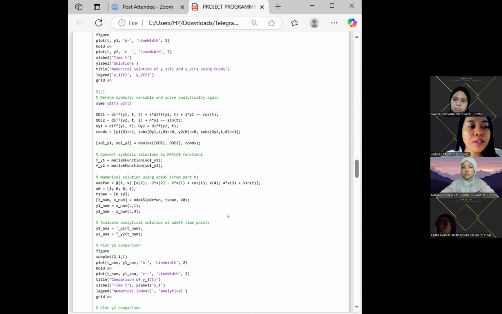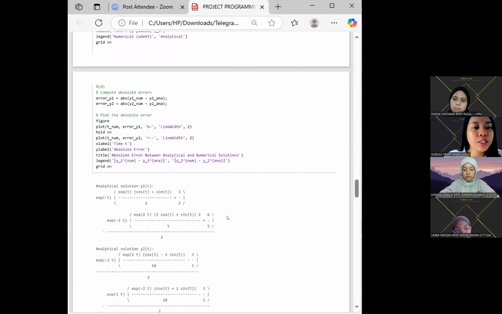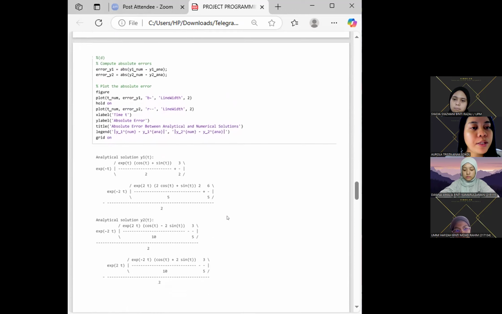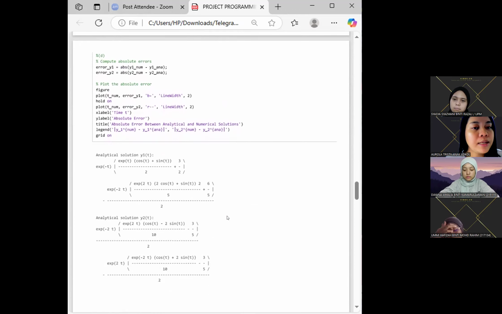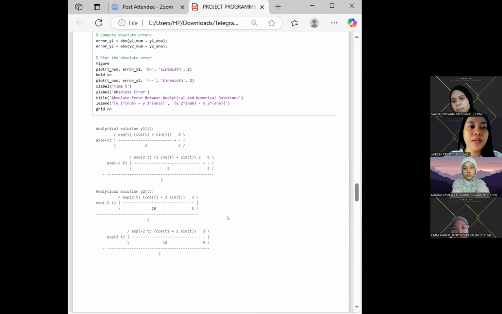For the final part, which is part D, plotting absolute errors. In this part, we will compute and plot the absolute errors between the analytical and numerical solution. We do this by subtracting the analytical values from the numerical ones and taking the absolute values. Then we plot the errors for both y1 and y2 on the same graph. This helps us visualize how accurate a numerical method is. In this case, the errors are quite small, which shows that ODE45 is performing well.